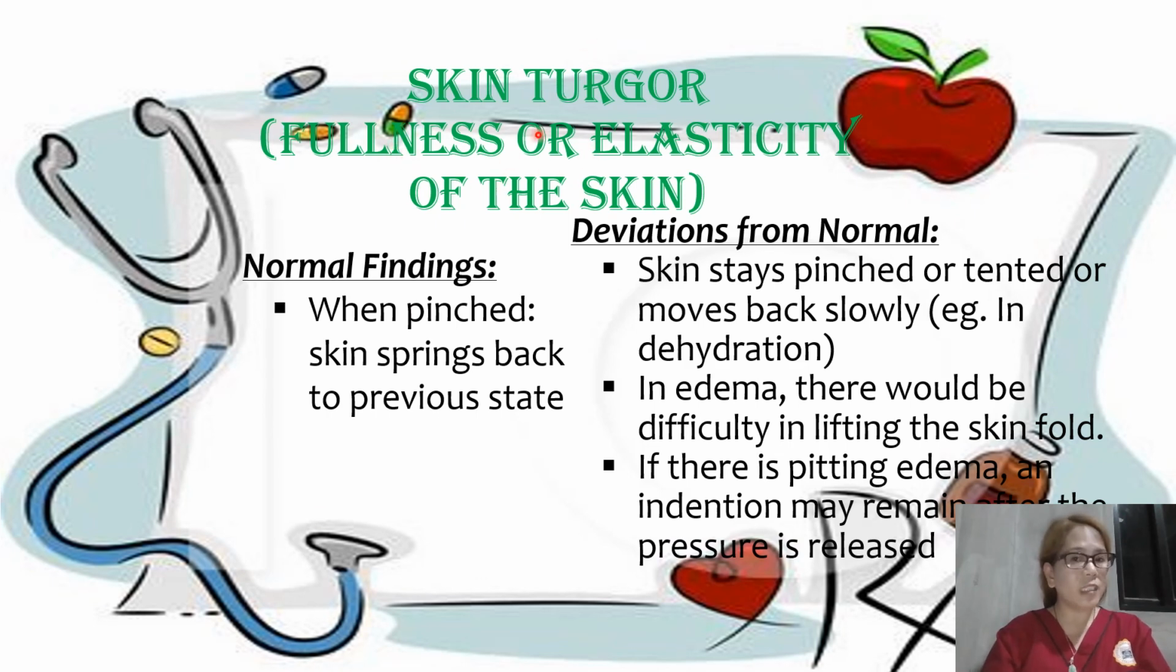Alright, proceeding with the skin turgor to check for the fullness or elasticity of the skin. The normal finding is that when pinched, the skin springs back to its previous state. Deviations from normal: the skin stays pinched or tented, or it moves back slowly, for example in dehydration. In edema, there would be difficulty in lifting the skin fold. If there is pitting edema, an indentation may remain after the pressure is released.